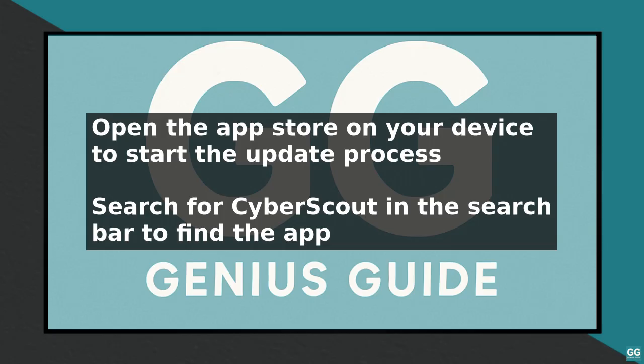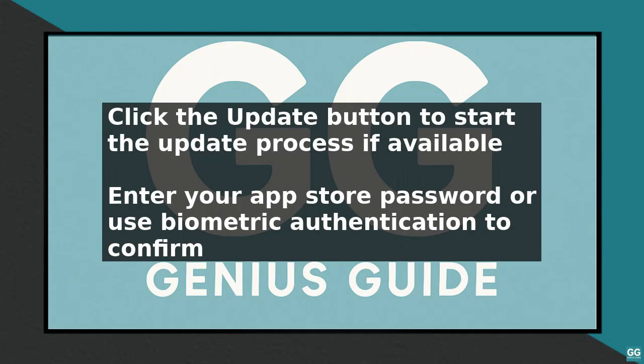On the app details page, look for the Update button, which is usually labeled as Update. If an update is available, you will see this button. Otherwise, you will see the Open button, indicating that your app is up to date. Click on the Update button to start the update process.